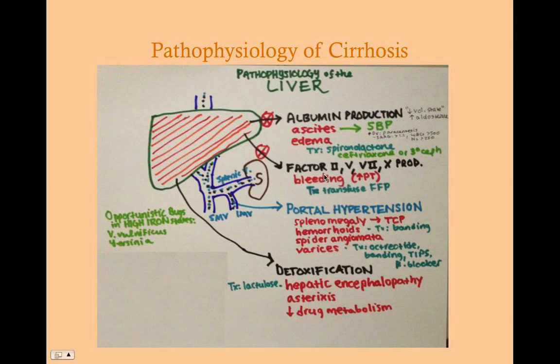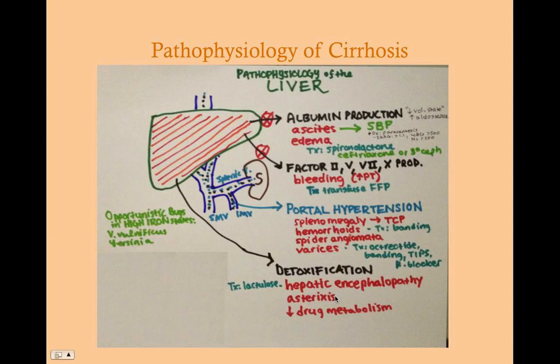So the factors 2, 5, 7, and 10 are produced in the liver. When the liver becomes cirrhotic, the production of those factors drops off, and so that can cause bleeding as far as it causes an increased protime. The treatment for this, if the bleeding is bad enough, you can transfuse fresh frozen plasma.